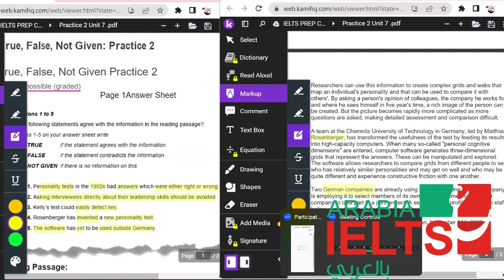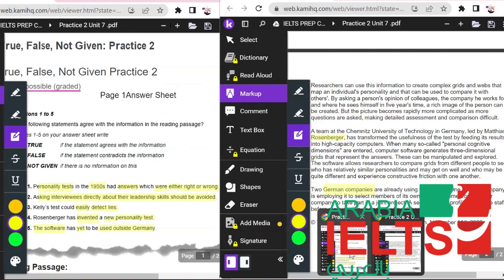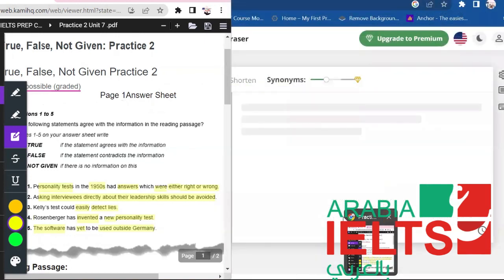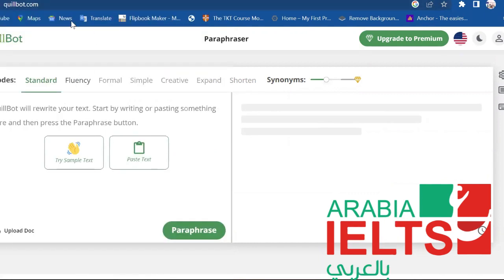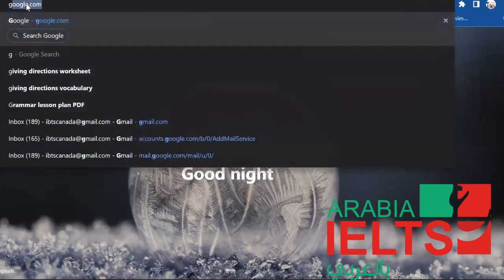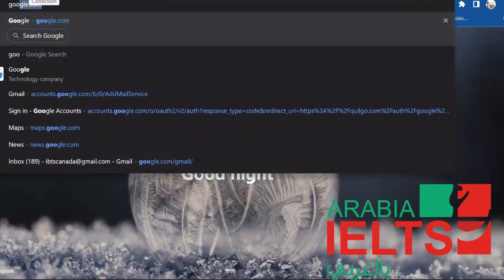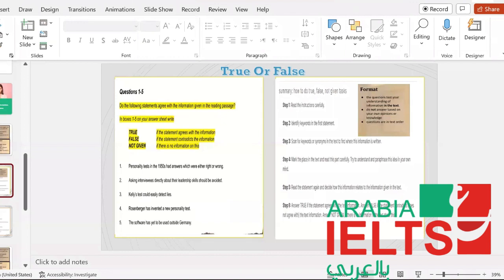Okay, now let's go to the last question here. There's an app that you can practice paraphrasing with, which is the Killbot app. We discussed it, but let's explain it first, and then I'll go to the classroom and reopen it.